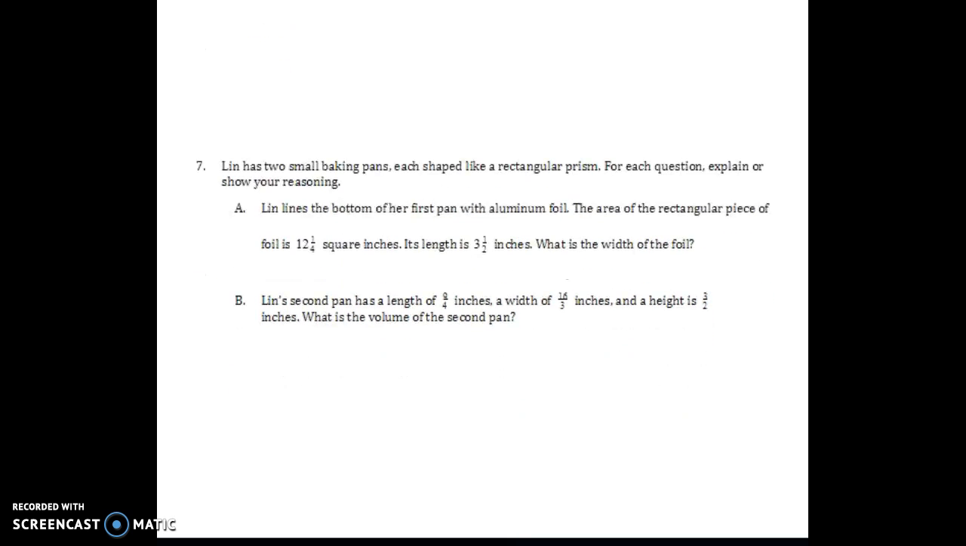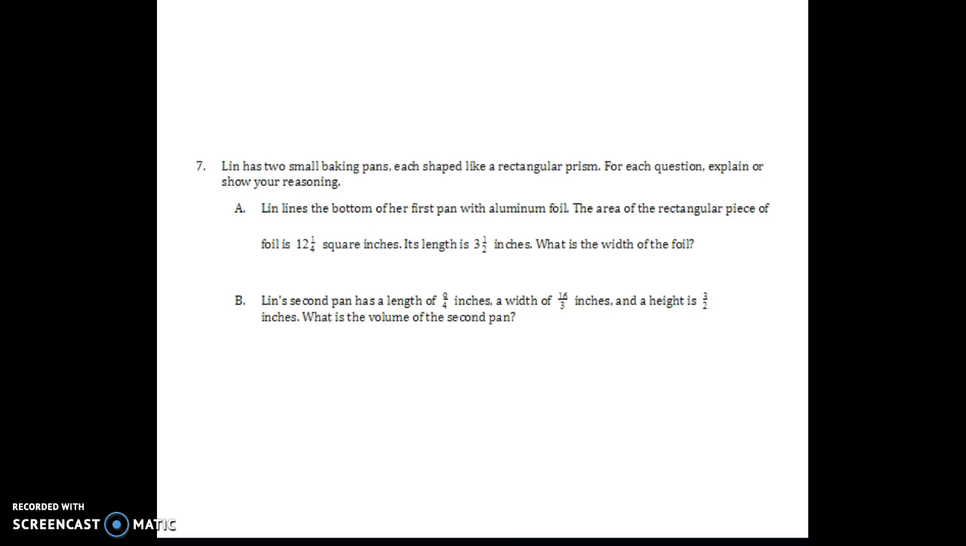Question 7. Lynn has 2 small baking pans, each shaped like a rectangular prism. For each question, explain or show your reasoning. A. Lynn lines the bottom of her first pan with aluminum foil. The area of the rectangular piece of foil is 12 1/4 square inches. Its length is 3 1/2 inches. What is the width of the foil?